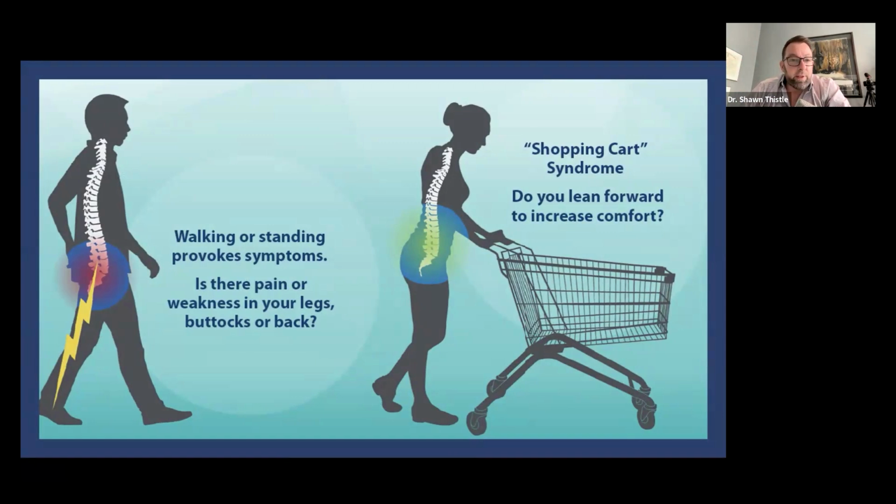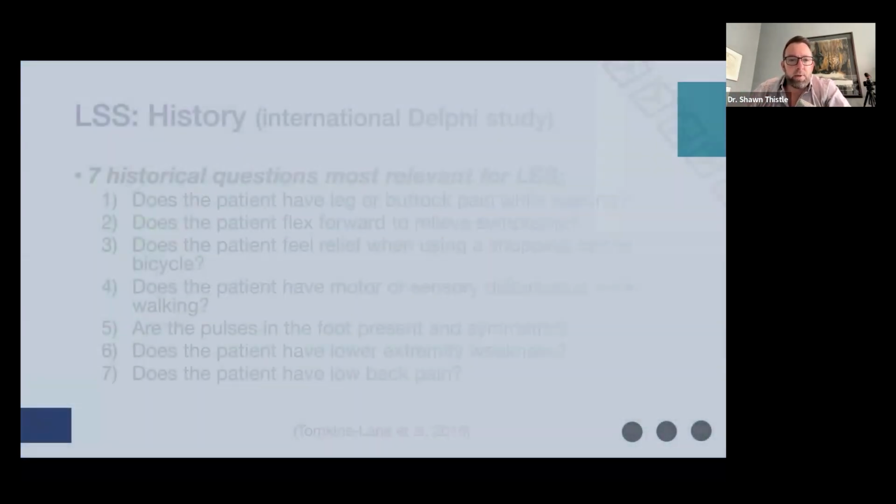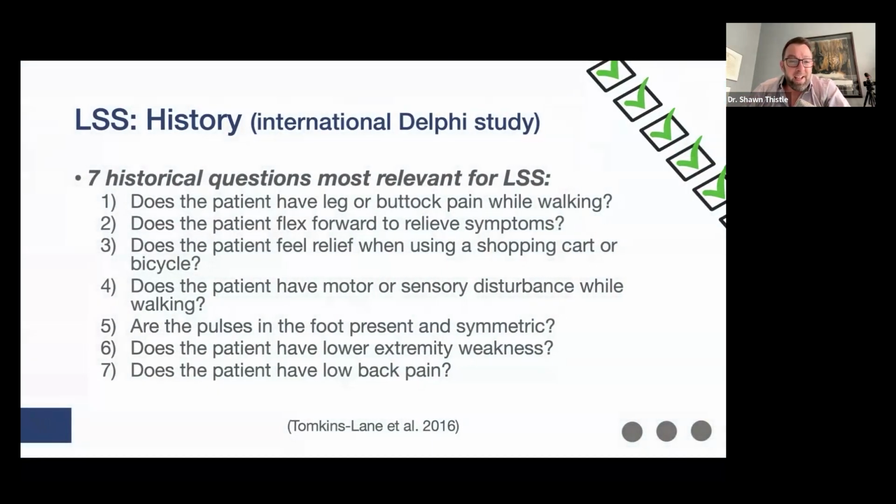And do you get relief if you lean forward on something? Or do you feel like, if you lean on a fence or if you lean on a shopping cart? Shopping cart sign is kind of the term that people use for it, but if they don't use a shopping cart, they won't understand that. So just ask, do you have to lean on a park bench? Do you have to lean on a fence? Do you have to lean on your friend? Do you feel better if you sit down for a few minutes? All of these things, if that increases their comfort, decreases their leg symptomatology, points you in the direction of this diagnosis. From a history perspective, you're going to ask them all these things.